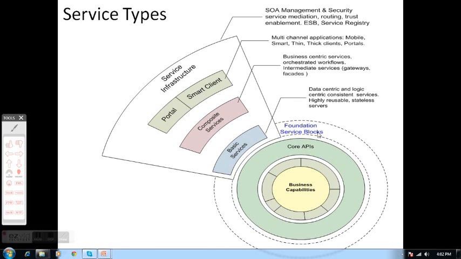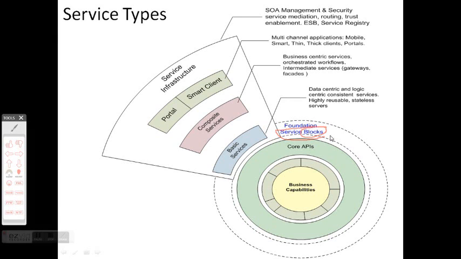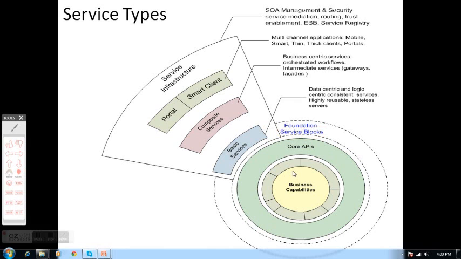This business capability provides a particular core API, such as the sales itself, and that in turn is turned into basic services in order to provide simple building blocks for that capability. So these simple building blocks will be service blocks that provide the capability of sales for our organization.